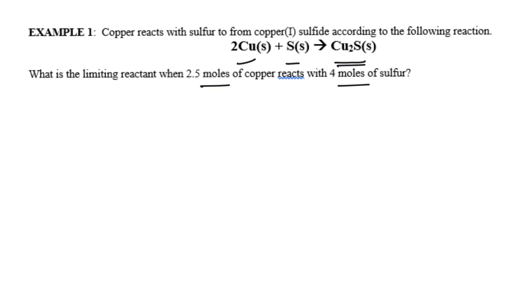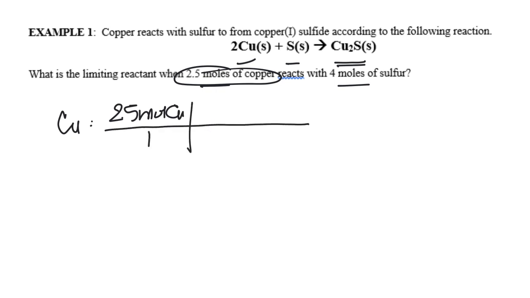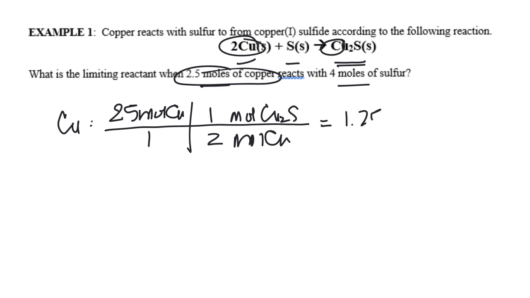The first thing we're going to figure out is how much Cu2S I can make from 2.5 moles of copper. So my copper, I have 2.5 moles. Now, how many moles of copper sulfide can I get from that? Moles of Cu comes down, moles of Cu2S goes to the top. I have a 2 next to the Cu and a 1 next to the Cu2S. So if copper is my limiting reactant and it's completely used up, I will be able to make 1.25 moles of Cu2S.